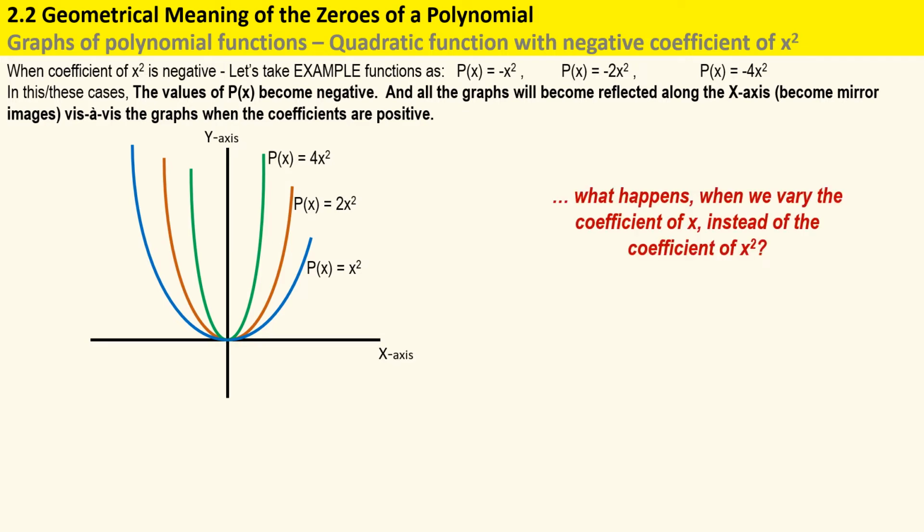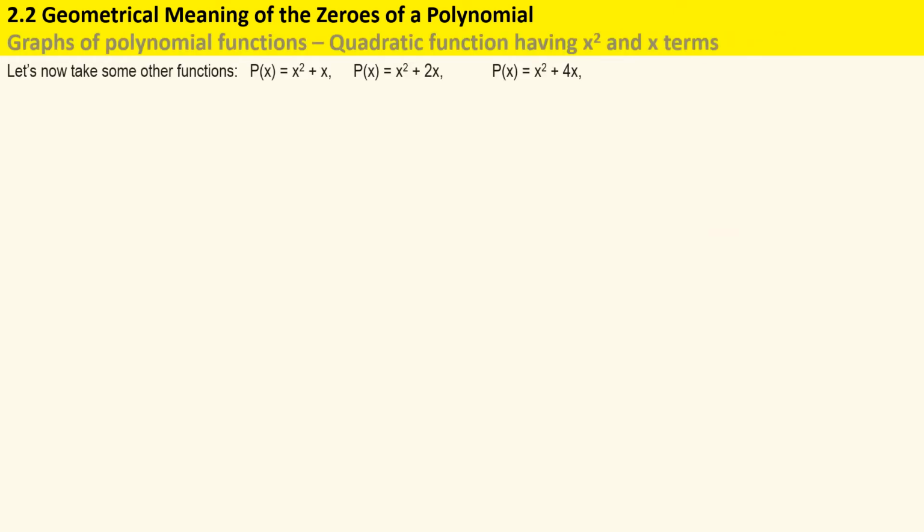So now let's take the next case. Instead of varying the coefficient of x², why don't we vary the coefficient of x? So let's see what happens when we vary the coefficient of x instead of the coefficient of x². And we will do that by first taking examples.